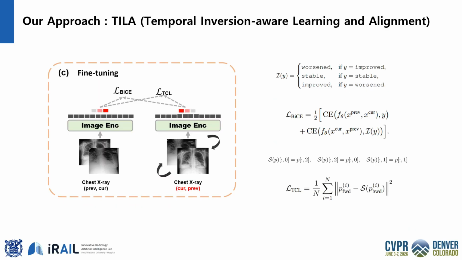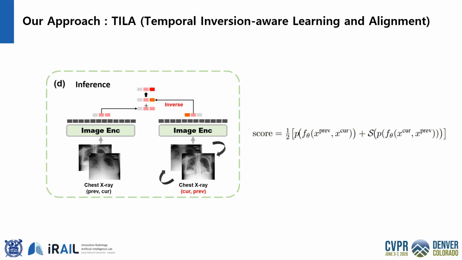Fine-tuning classifies the pair as improved, stable, or worsened. We apply cross-entropy on the original pair and on the swap pair with the inverted label. We call this bidirectional cross-entropy. TCL adds one more constraint: the forward and reverse probability distributions should be mirror images. At inference, we average the forward prediction with the inversion-adjusted reverse prediction. When one direction is uncertain, the other often isn't, and averaging pulls the score towards the right answer.